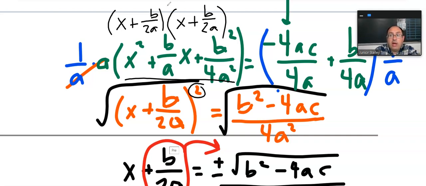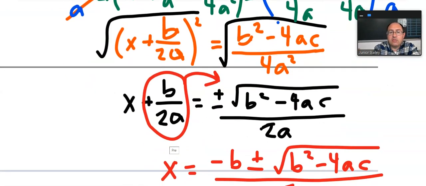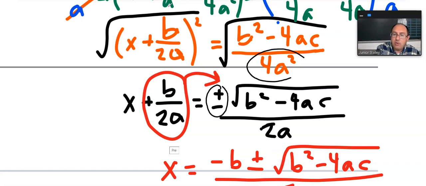And of course, we all know how to get rid of a square. We take the square root. And that's what I'm showing you right there. Take the square root on both sides. Now, what happens next? Well, the square and the square root cancel out on the left side. Okay, so there's no more square root anymore, and no more square. But on the other side, don't forget you got a plus and minus. And I know what the square root of 4a squared is. It's 2a. That's why there's no more radical on the bottom.